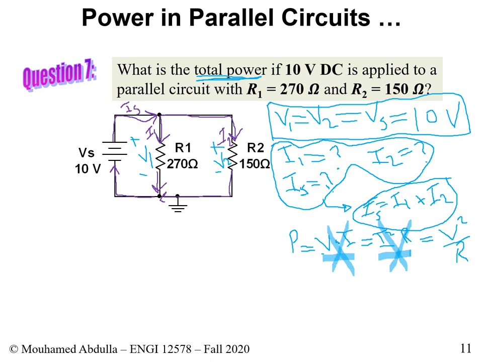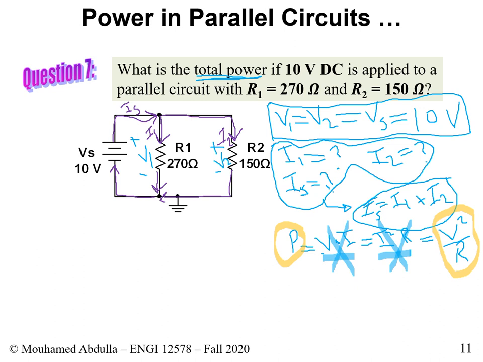However, if you notice here, we certainly know the voltage across each resistor. It is always 10 volts. And we know the value of the resistance. So maybe using this would be the smartest option. Power is equal to voltage squared divided by resistance. We could certainly use this for both resistors.